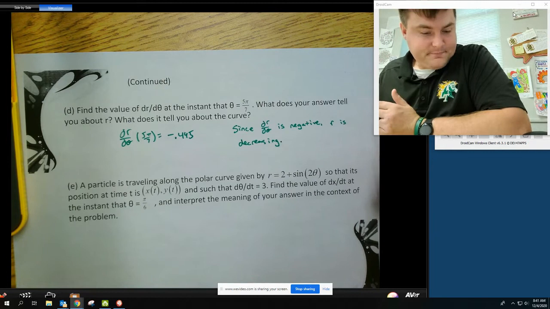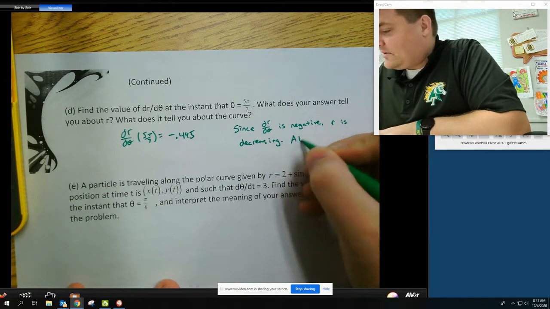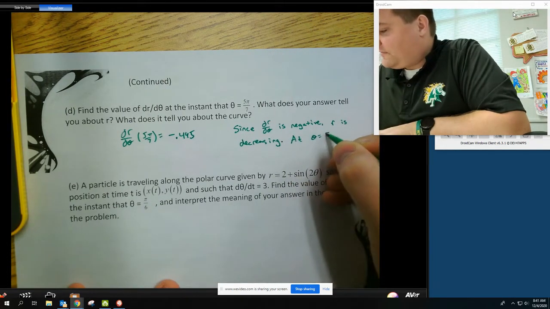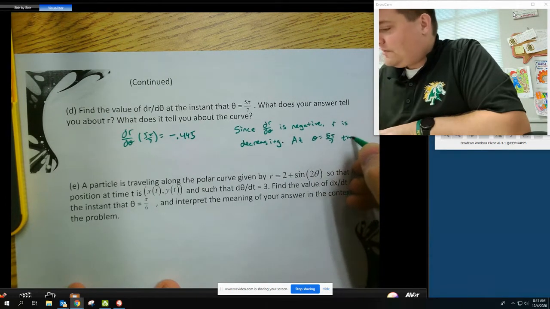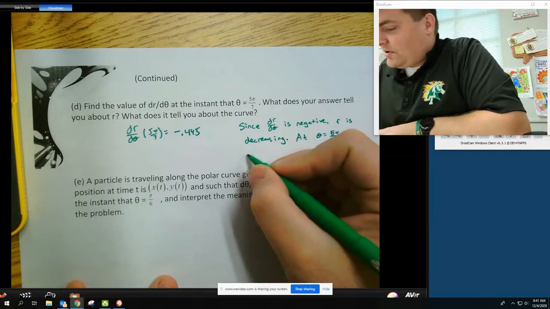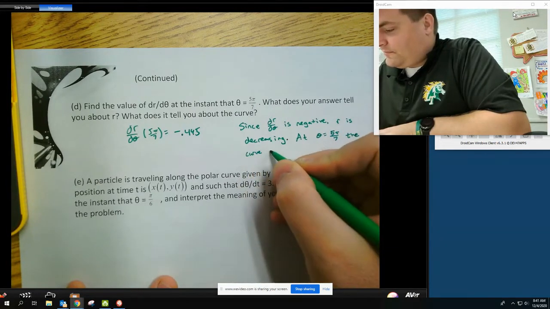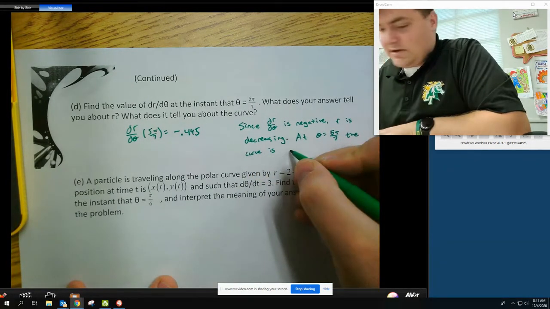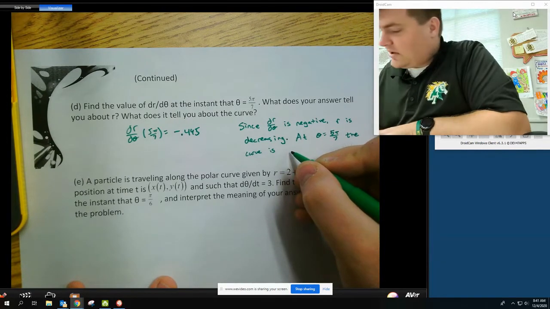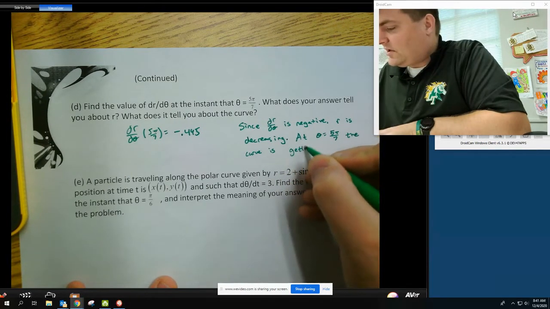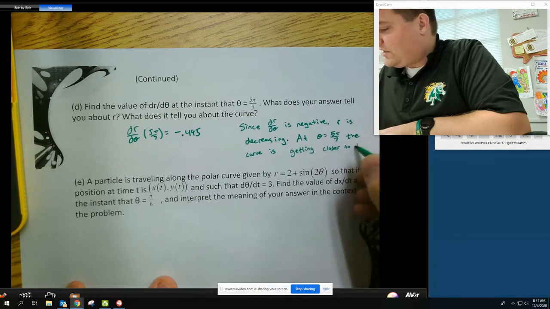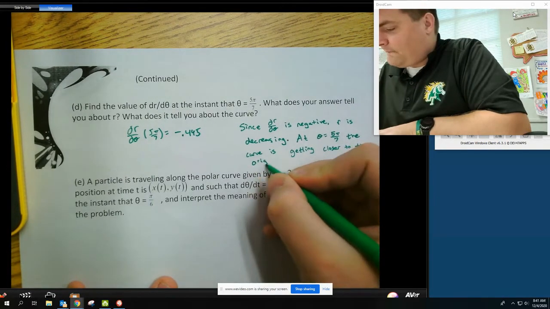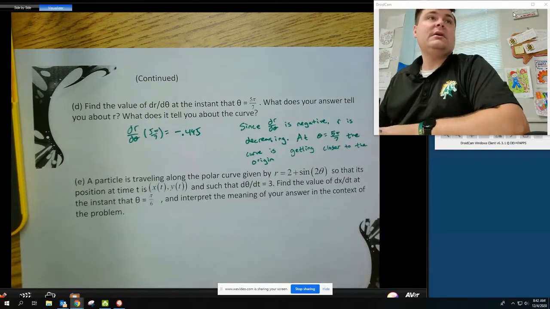So at theta equals 5 pi over 7, the curve is getting closer. I think that works. Getting closer to the origin. Okay.